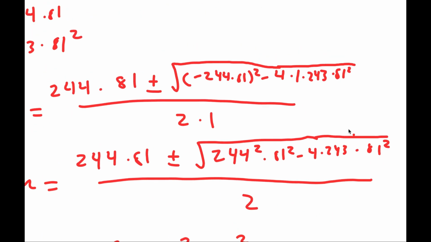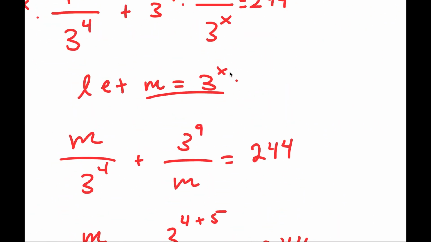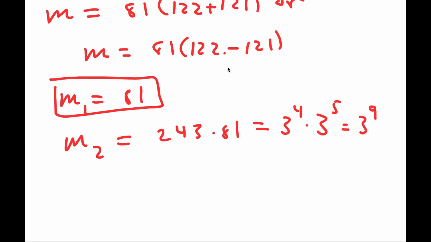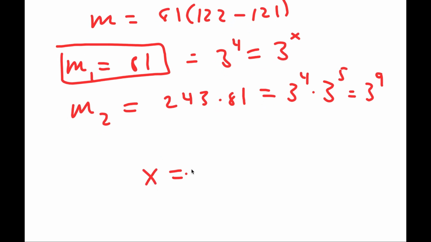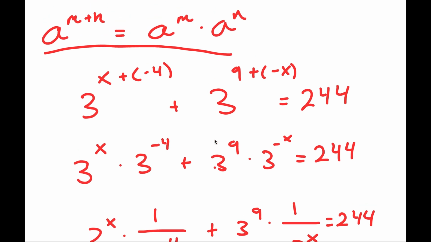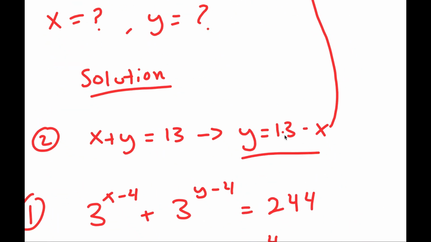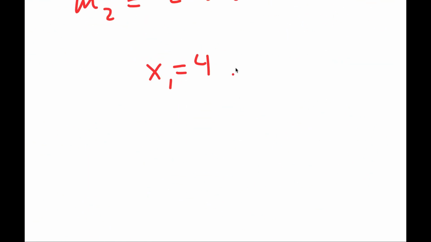So now remember, we're not done yet because we're solving for the value of x, not the value of m. But remember how we let m equal 3 to the power of x. Well, the first solution of m is 81, which is 3 to the power of 4, meaning 3 to the power of 4 is equal to 3 to the power of x, so x is equal to 4. This is one solution of x, but remember, this is a system of equations. So every solution of x has a solution of y, and in this case, y is equal to 13 minus x. 13 minus 4 is 9, so I get 4, 9.